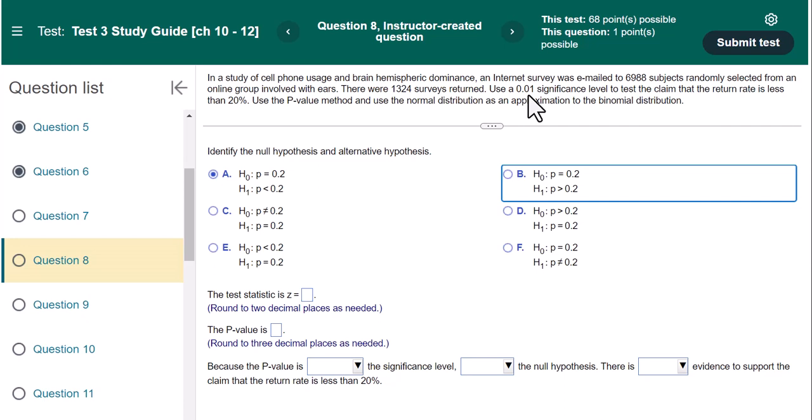Because it's bigger than 0.01, you will fail to reject the null hypothesis. And if you fail to reject the null hypothesis, you don't support the claim. So you say there is not enough evidence to support the claim that the return rate is less than 20%. Next question.